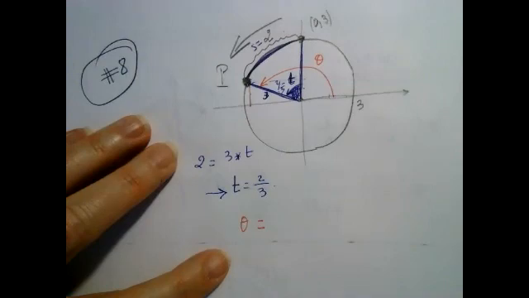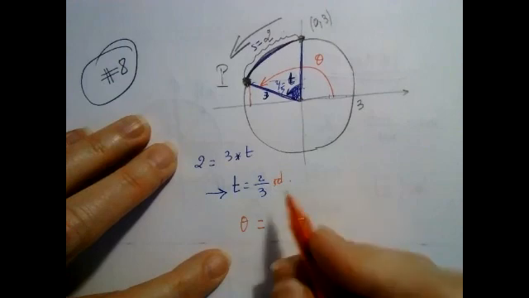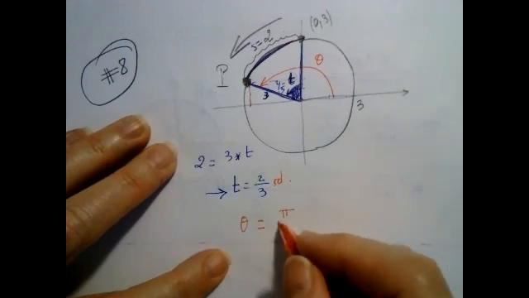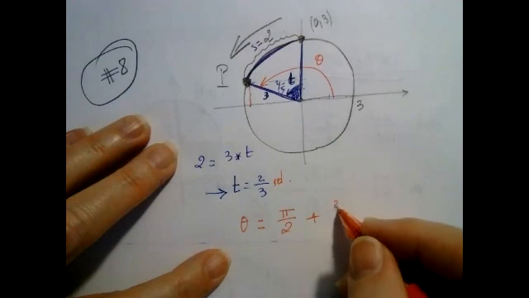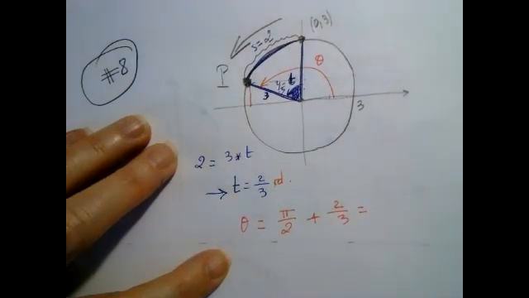Just look at the picture, guys. Would it be 90 plus T? Right, but it's not 90 because this is in radians. It's going to be pi over 2 plus T, which is 2/3. So pi over 2 plus 2/3. That's what your theta is.